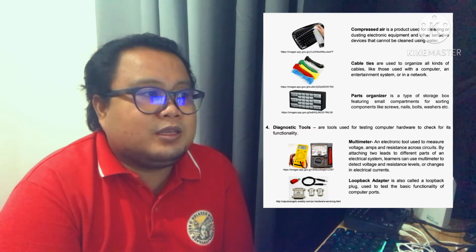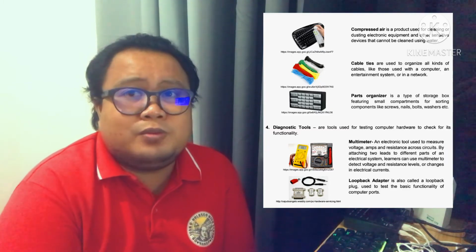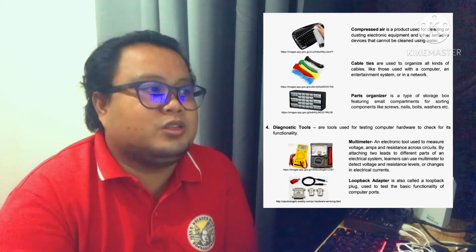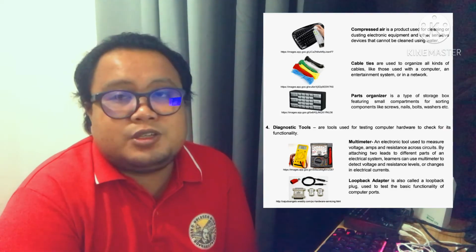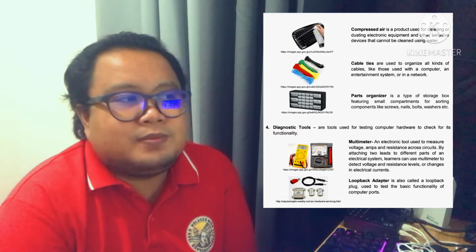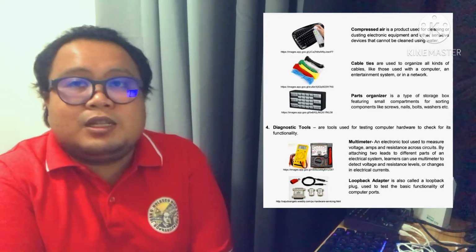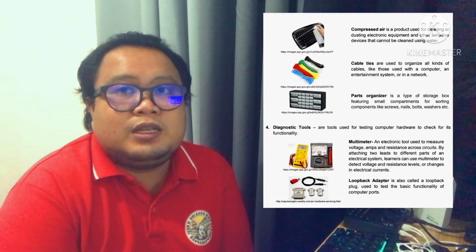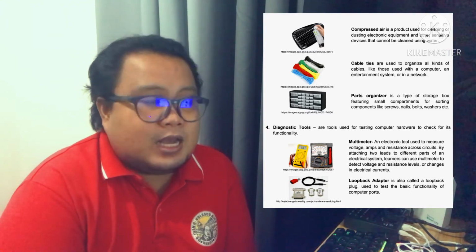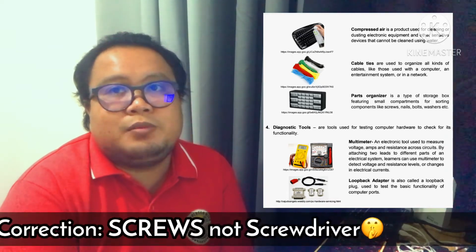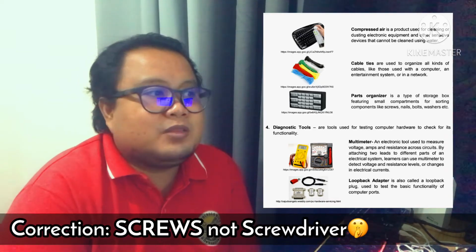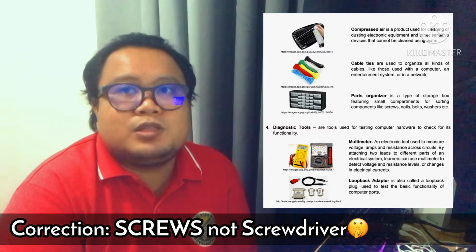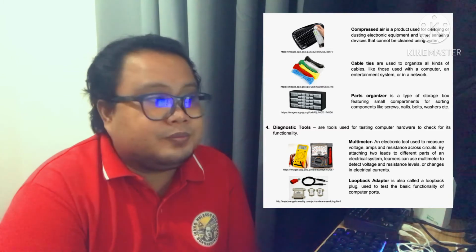So hindi lang siya pwedeng pang inside, pwede siya sa outside, or pwede rin siyang sa mga entertainment system or sa mga network cables. Next is yung part organizer naman. Ang part organizer is para siyang storage box na mas maliit siya. And then may mga shelves doon na pwede mo dong ilagay yung iba't ibang parts na tinatanggal mo para hindi maghalo-halo yung iba't ibang screwdrivers. And then para mas mabilis nating mahanap yung screwdrivers na para dun sa part na tinanggalan natin.